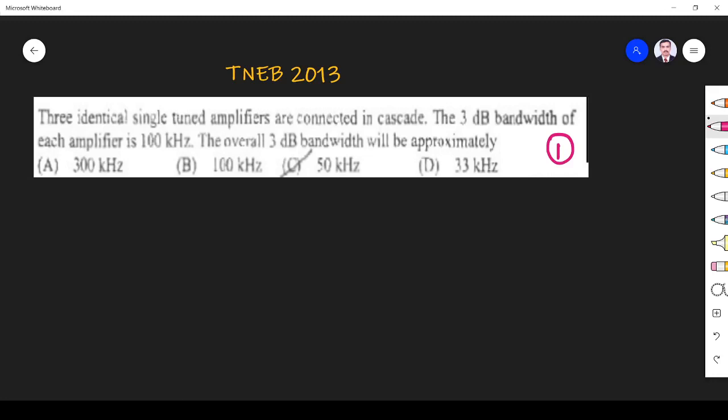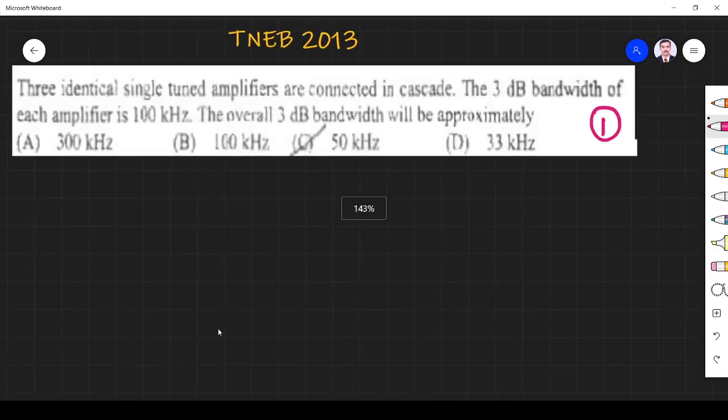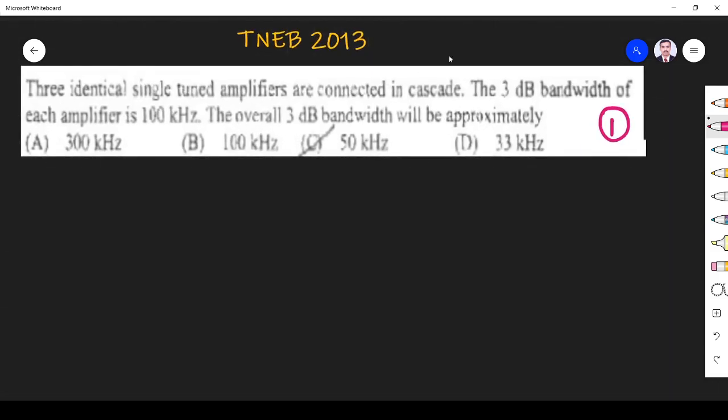Hi friends, in this video we see electron devices and circuits questions asked in previous year TNEB exams. Let us see the questions. The first question is: three identical single-tuned amplifiers are connected in cascade. The 3 dB bandwidth of each amplifier is 100 kHz. What is the overall 3 dB bandwidth?